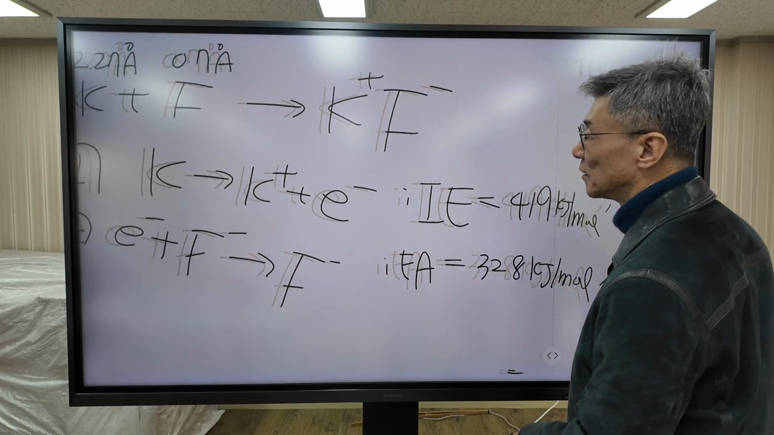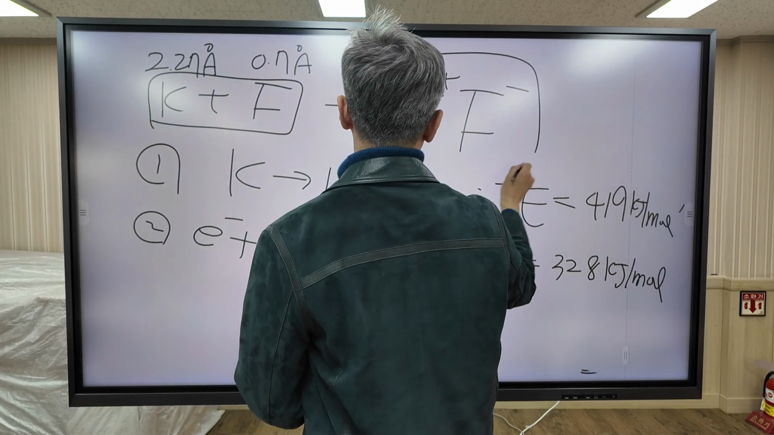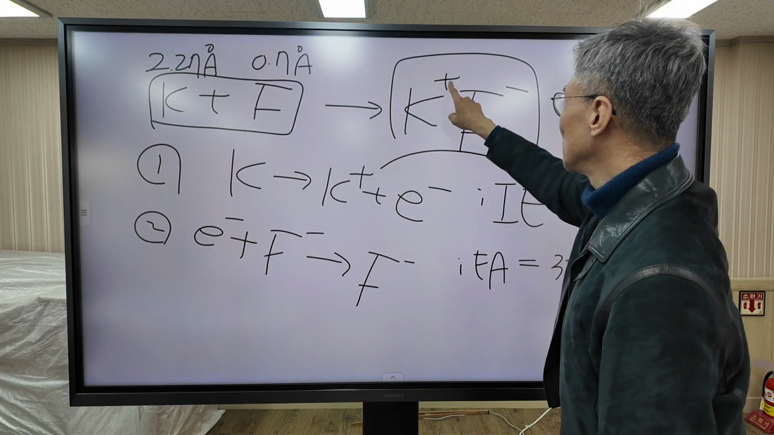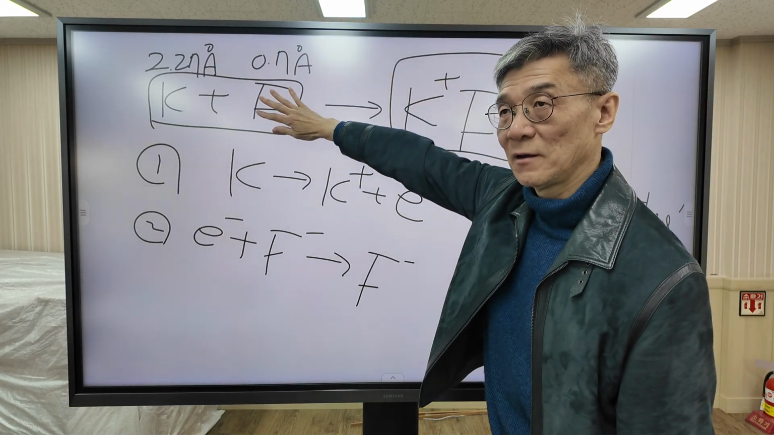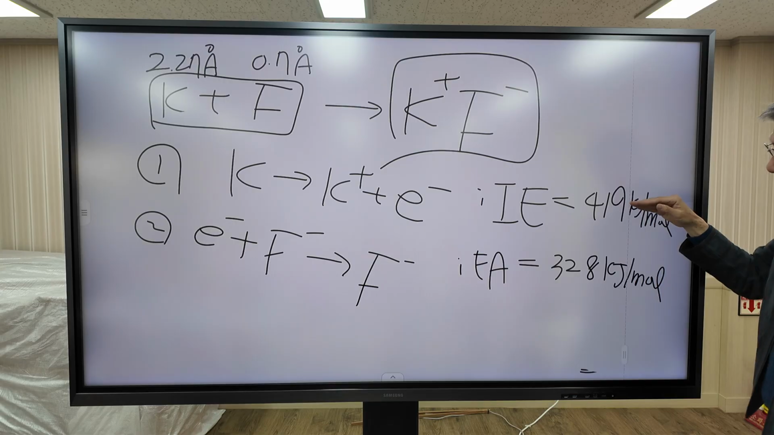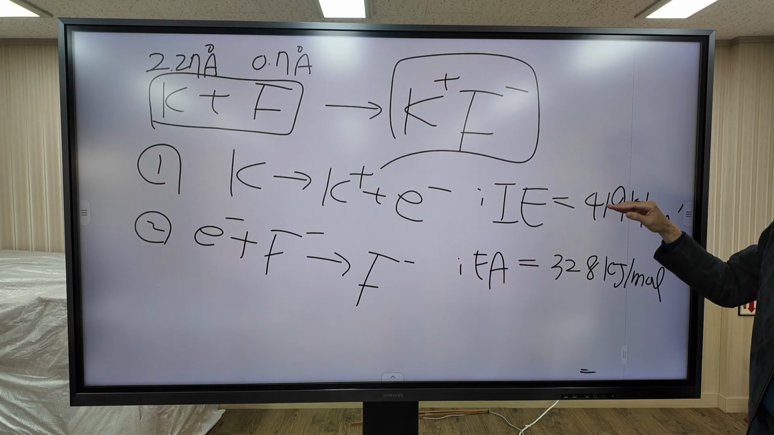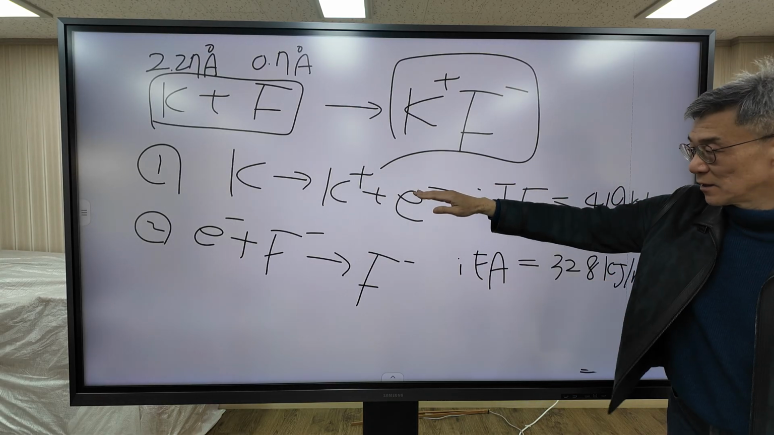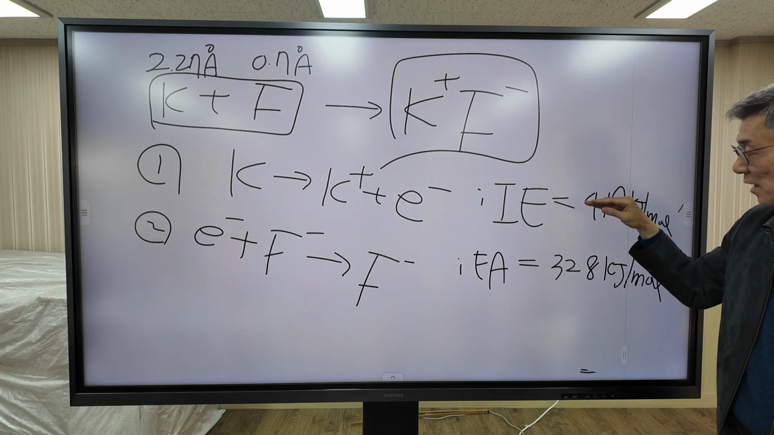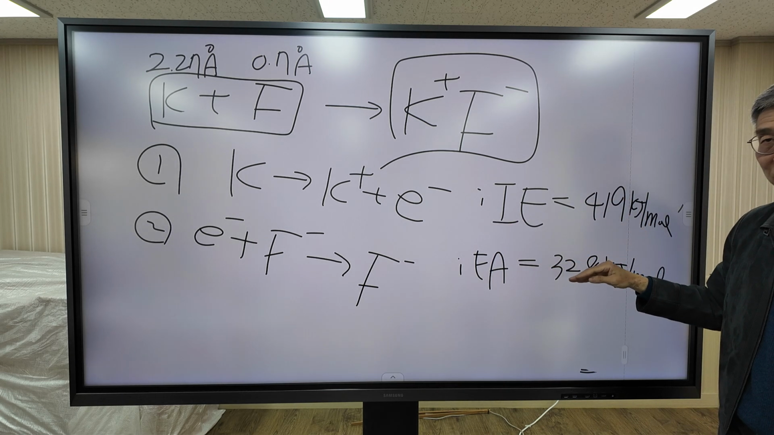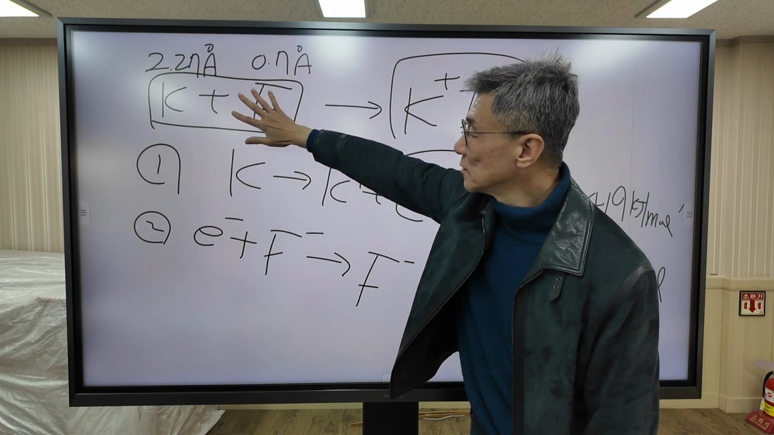When you compare the energy of the neutral atoms with the energy of the cation-anion formation, this energy is higher than this one, because the ionization energy is higher than the electron affinity. This is the energy needed for the formation. This is the energy released from the second reaction. It means that this energy level is higher than this reactant.